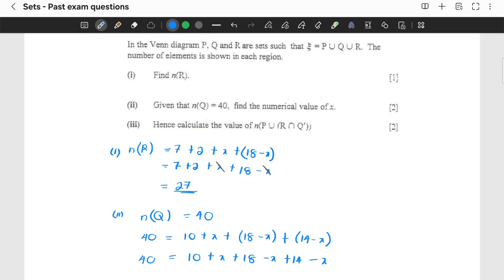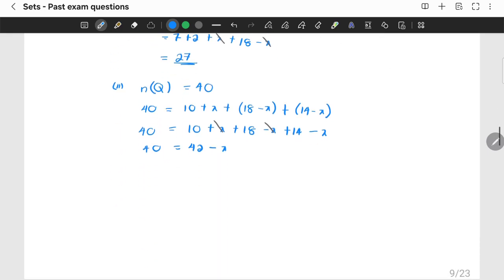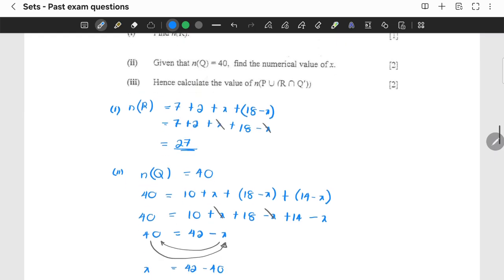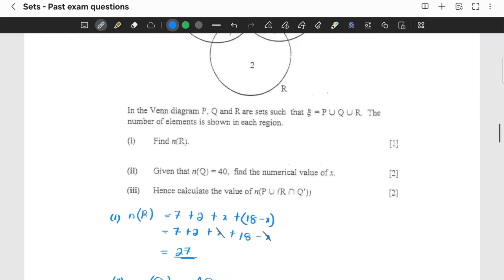And we end up with x minus x becoming 0, so 40 is equal to 10 plus 18, that's 28, plus 14, that is 42, minus x. And x crosses the equal sign, 40 crosses the equal sign, such that minus x becomes positive x is equal to 42 minus 40, and x is equal to 2. And that's the solution.